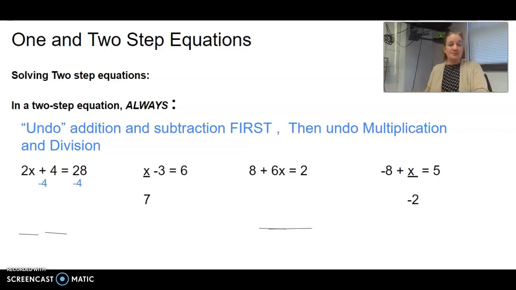So I have 2x plus 4 equals 28. I'm going to undo the addition. To do that, I do the inverse. So I'm going to subtract 4 from both sides. So now I've got 2x equals 24. Now I want to get rid of that 2 because I need to get x by itself. I'm still not alone, still not done. So I'm going to divide by 2 because I want x by itself. And I'm going to end up with, where'd it go?